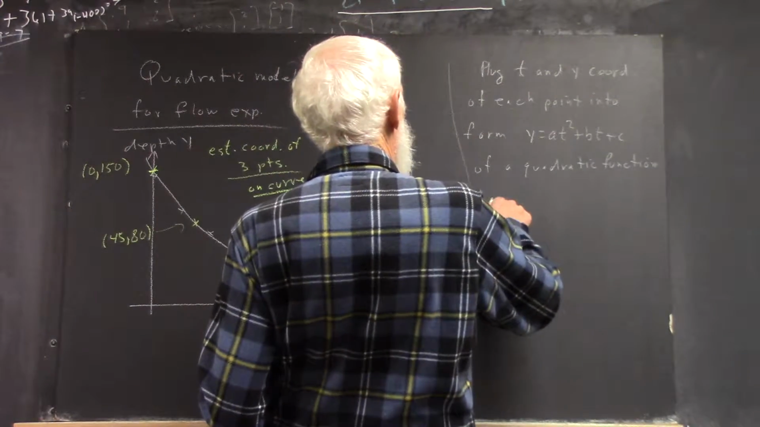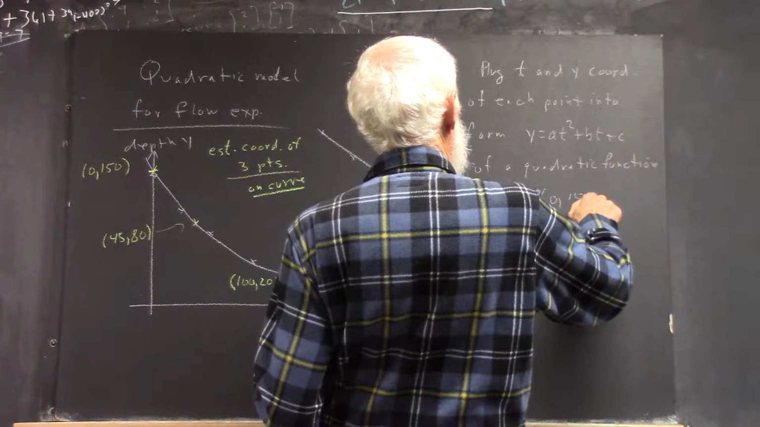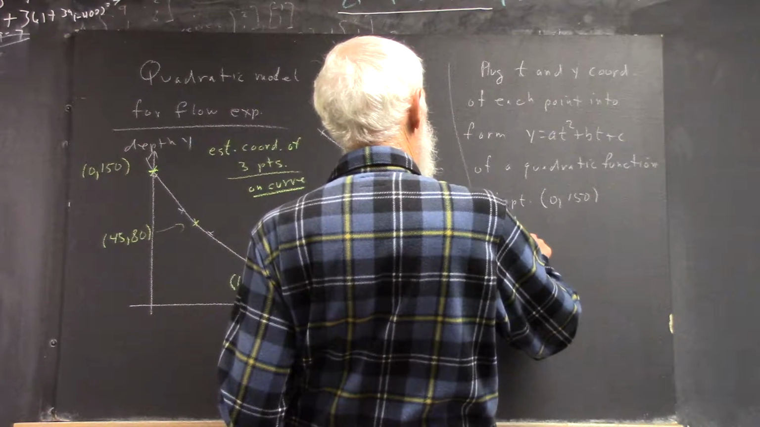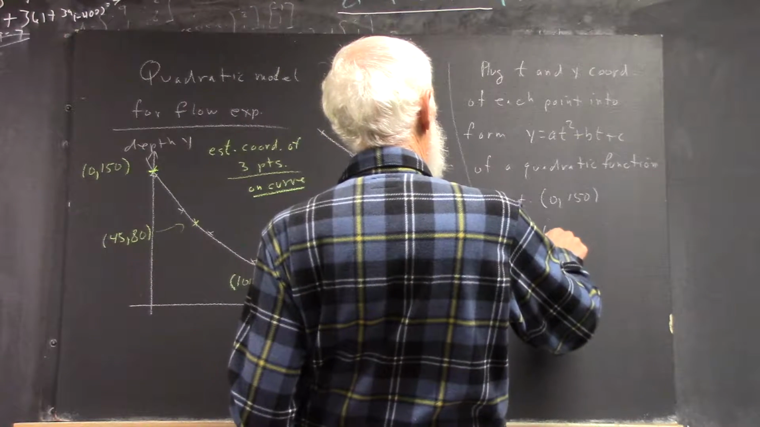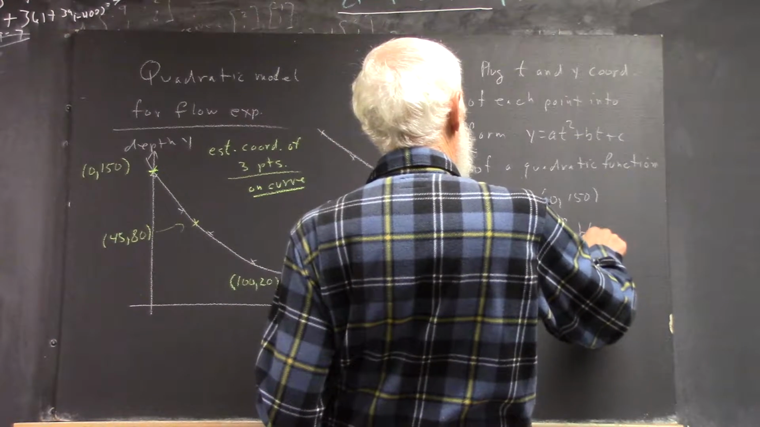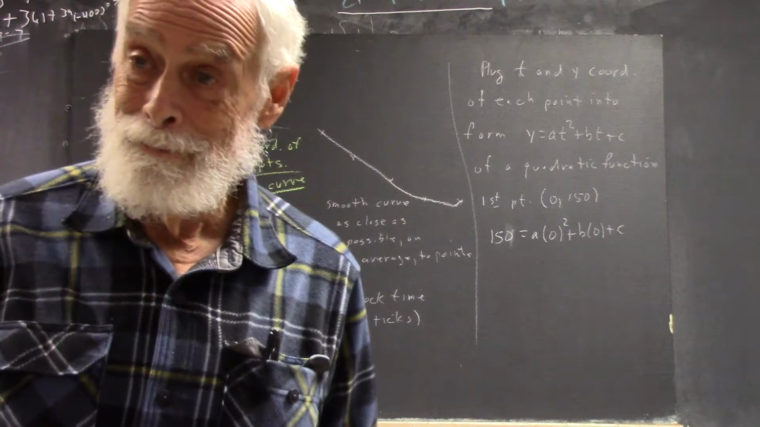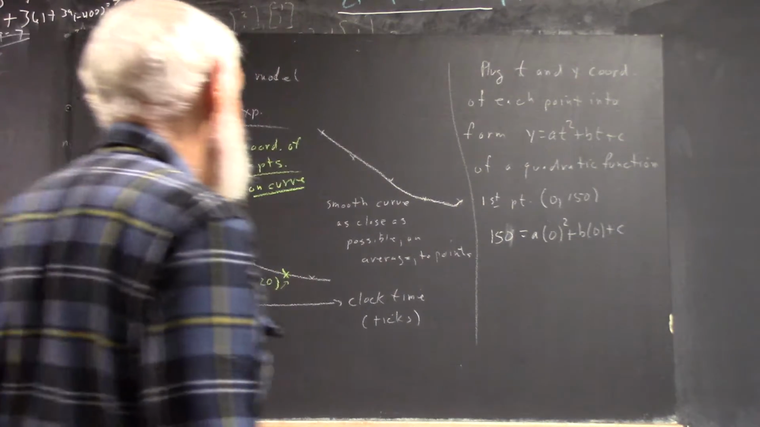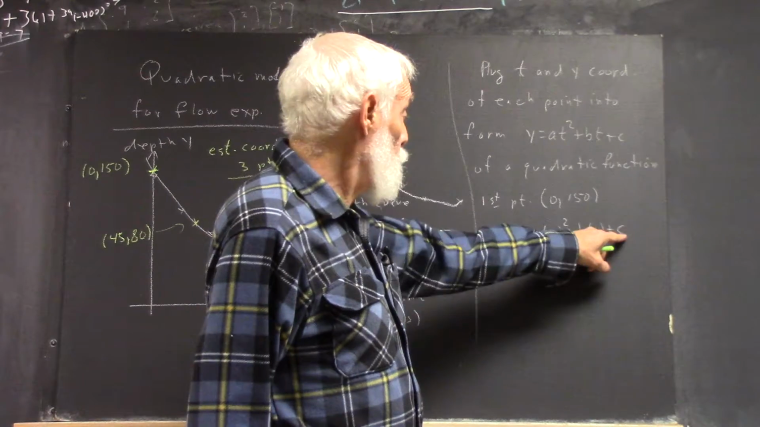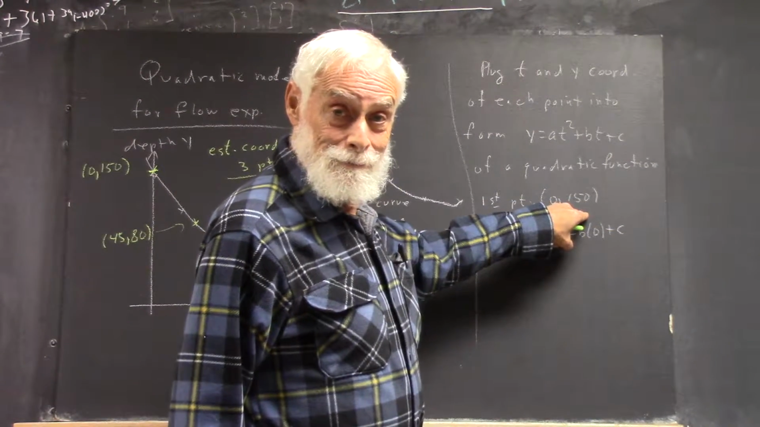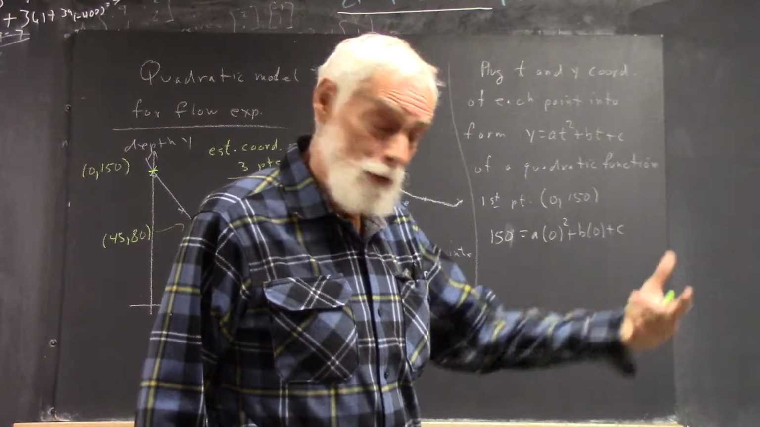So the first point is 0, 150. So y is 150, and that's a times 0 squared plus b times 0 plus c. Right? Makes it pretty easy. So already, since this is going to be 0 and this is going to be 0, you know what your c is going to be. Well, then c, of course, is the y-intercept. Okay? Again, we know that.